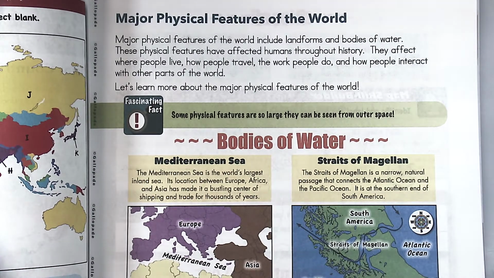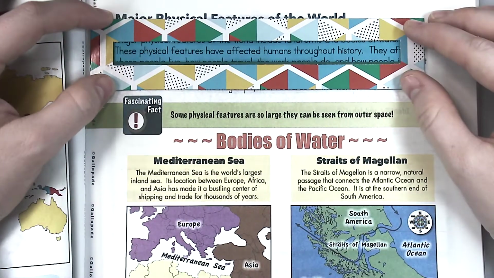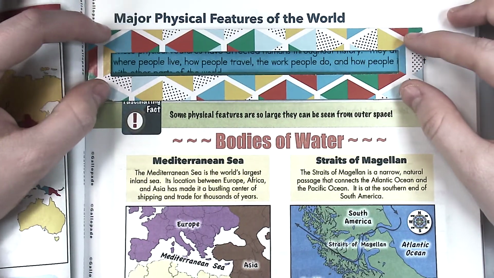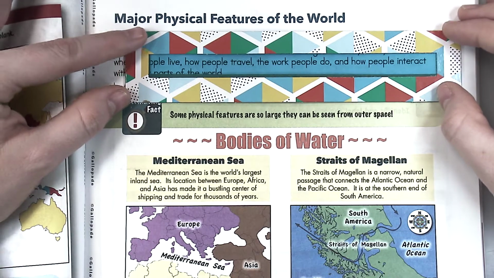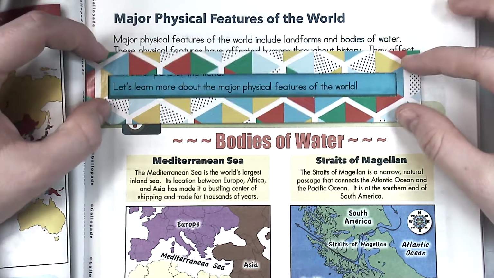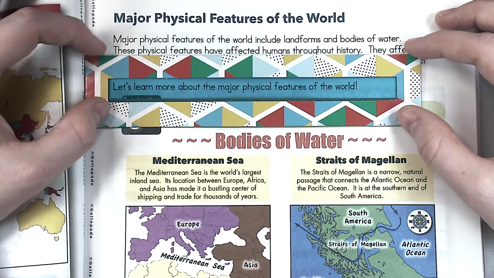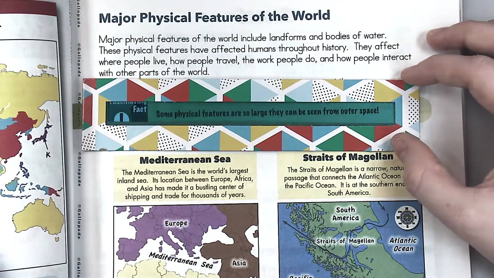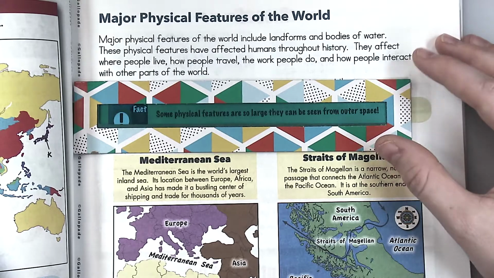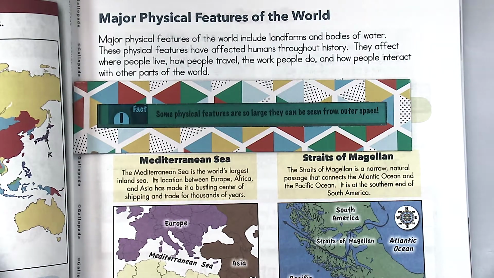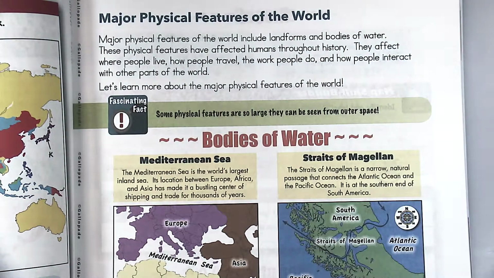Okay, so major physical features of the world include landforms and bodies of water, just like we learned before. These physical features have affected humans throughout history. They affect where people live, how people travel, the work people do, and how people interact with other parts of the world. Let's learn more about the major physical features of the world. And some physical features are so large that they can be seen from outer space, which is super cool.